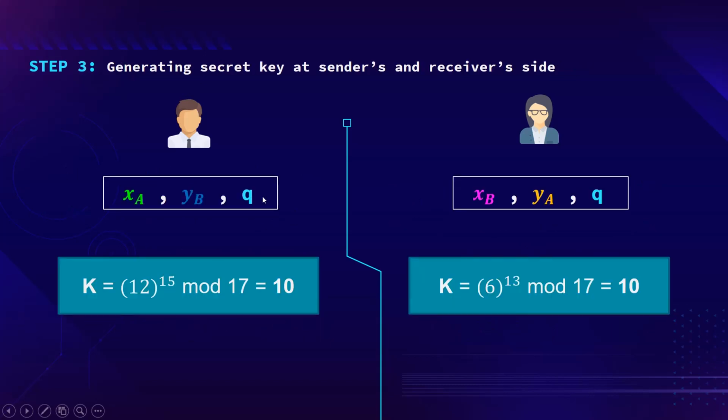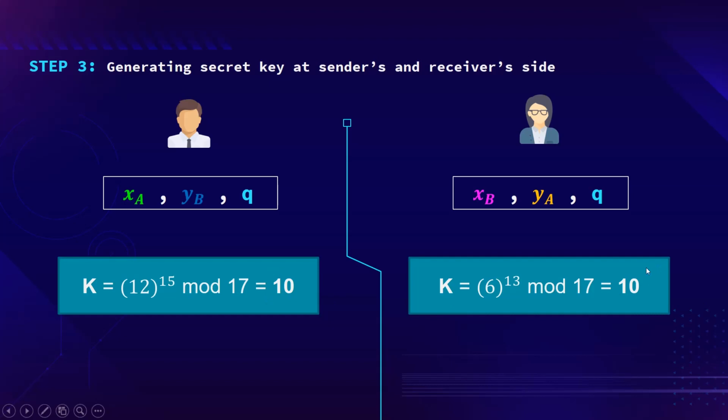After that, at Shiv's side, we get his private key, Emma's public key and q, and at Emma's side we get her private key, Shiv's public key and q. So using the formula, K is equal to YB raised to power XA mod q, we get 12 raised to power 15 mod 17, which is equal to 10. Similarly, Emma also applies this formula, that is 6 raised to power 13 mod 17, which is equal to 10. And we can see they have generated a common secret, that is 10, between them.